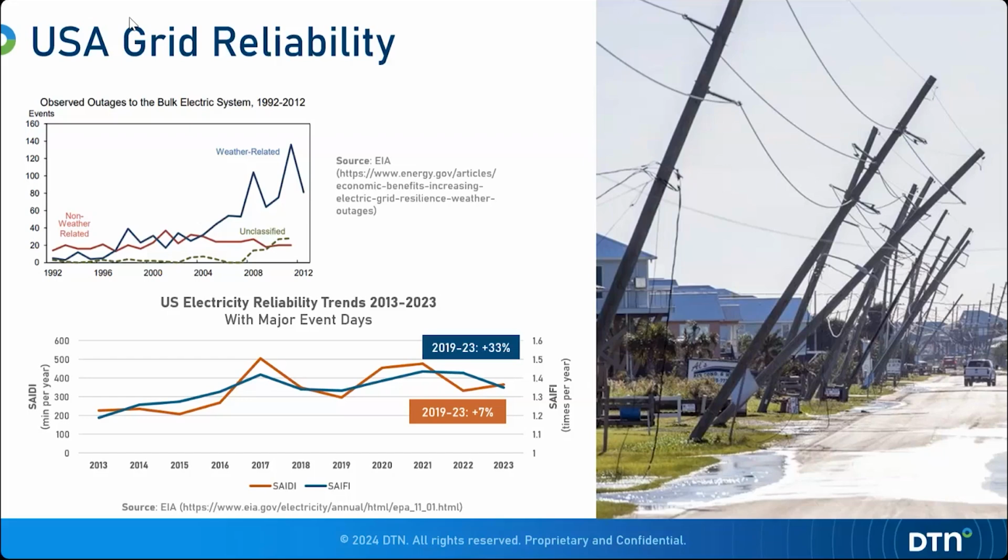But if you take the average of the 5-year period between 2013 and 2017 and compare it to the past 5 years between 2019 and 2023, and the most recently available data from the EIA with the US government, you can see that not only are we seeing an increased number of outage oriented events, a 33% increase, that's also driving a 7% increase in SAIDI, or the average duration that each electric customer faces on an annual basis.